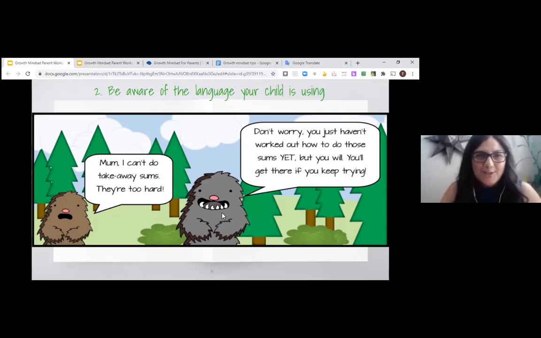So I like this little cartoon because there's a little monster that's saying, "Mom, I can't take away sums. They're too hard." So already the mom is recognizing, hey, that's fixed mindset wording, right, that he's saying. So the mom is saying, don't worry, you just haven't worked out how to do these sums yet, but you will. You'll get there if you keep trying. So that word "yet" made a huge difference in how she reframed what he's saying. So it made it possible that, hey, you don't get it yet. It's hard. I recognize that, but just keep trying. We'll get there.